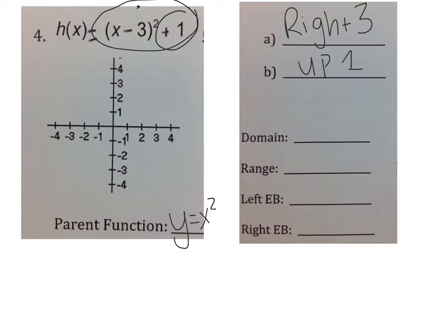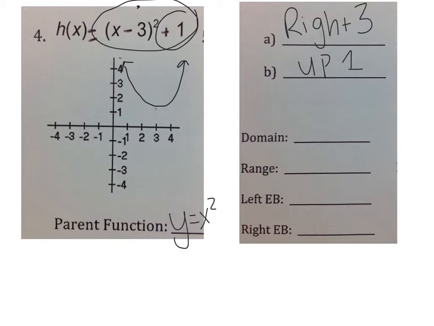If I go to put this on my graph, I know it should look like that U shape, but I'm going to go right 3 and up 1, plot my point there, then draw my U shape. And that's what my function should look like.